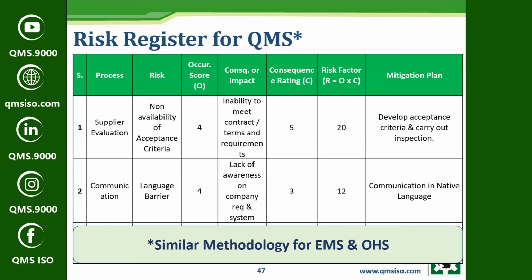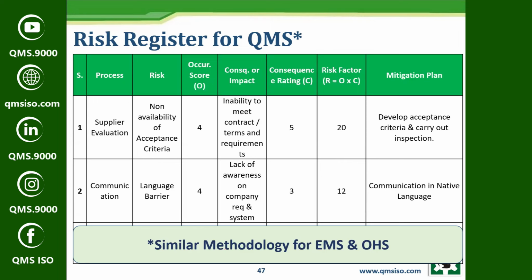Some of the examples of your business risks in quality management, like for example, supplier evaluation is the process. What can be the possible risks? Non-availability of acceptance criteria. You really don't know how to evaluate your supplier. If you do not have a good supply chain, if you do not have a competent supplier, your business is going to be affected. Your quality will be inconsistent. So that is a business risk.